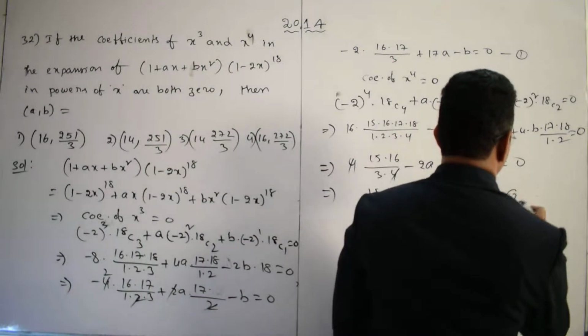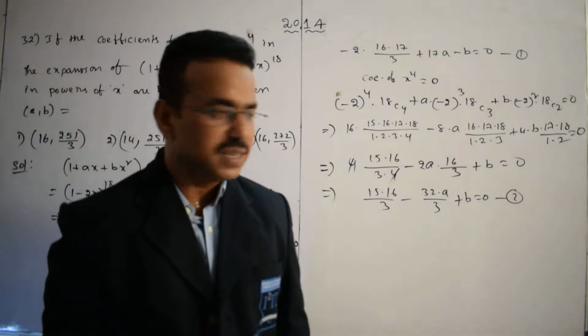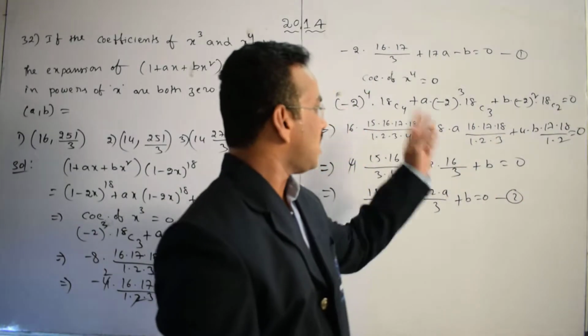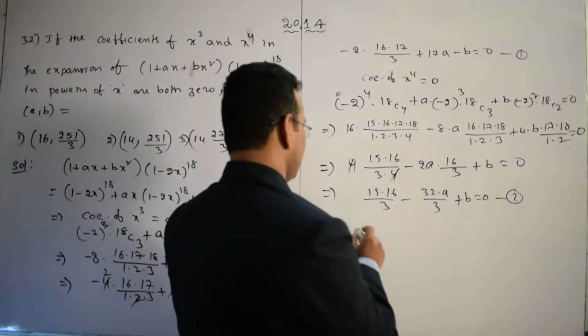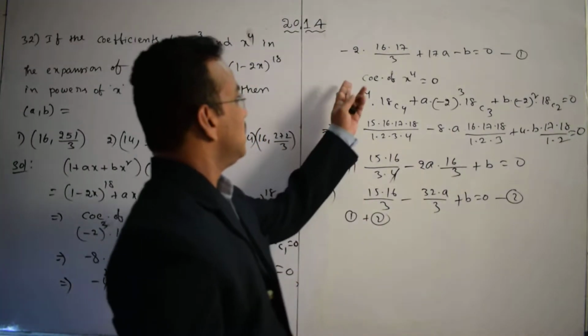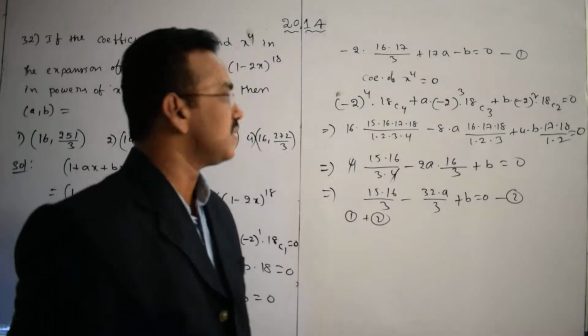This is equation 2. Now, in equation 1 there is a minus b. In equation 2 there is a plus b. Now you can add both 1 and 2. You will get the required solution. 1 plus 2. Here, these are the constant terms. See, observe very much carefully.